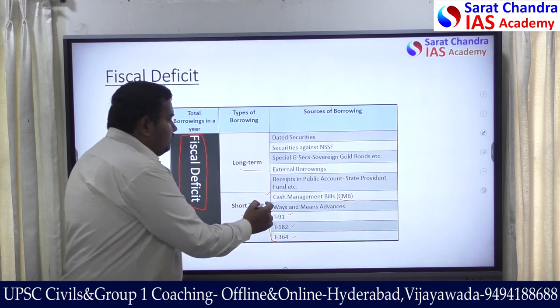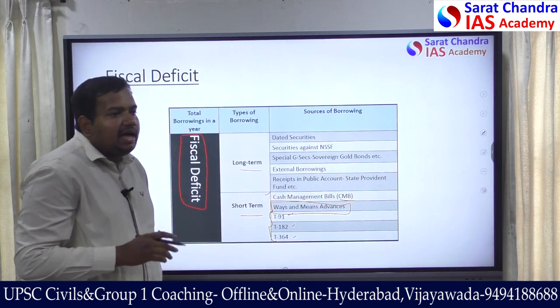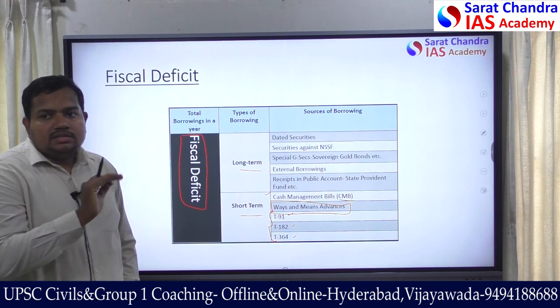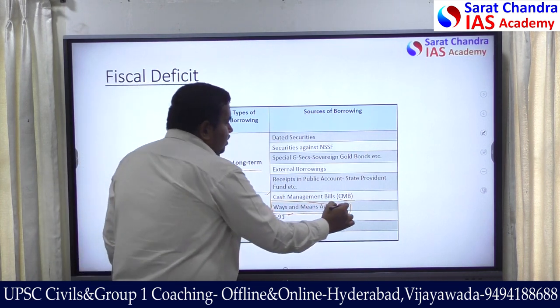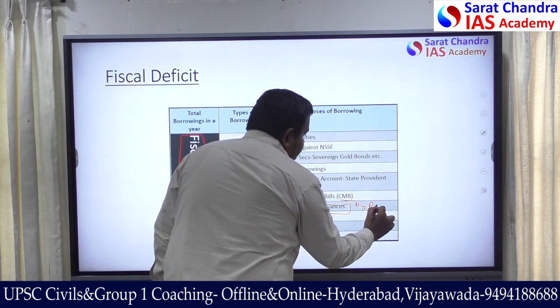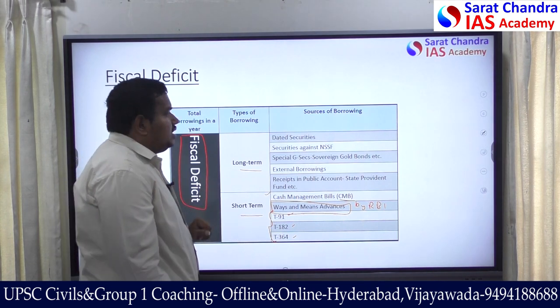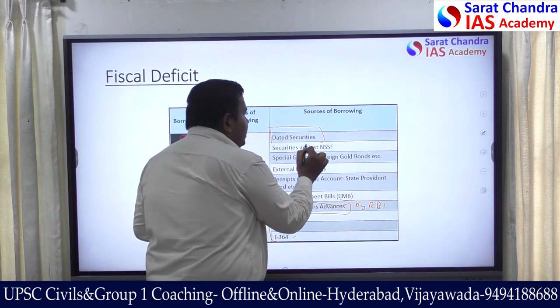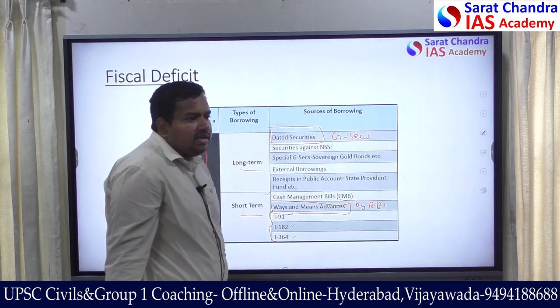Fine. Next, ways and means advances. This is a facility provided by the RBI to the central government in the form of loan. Okay, ways and means advances by RBI. So these are all short term. Now what are long term? Dated securities. Dated securities are nothing but G-Secs, government securities.